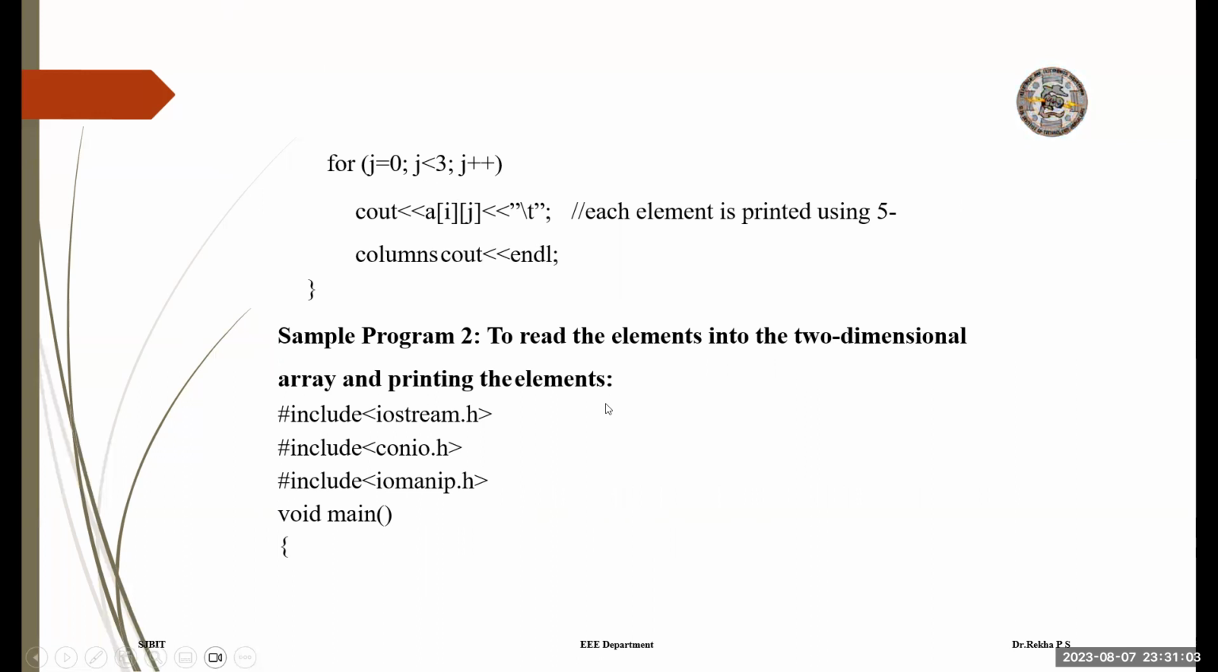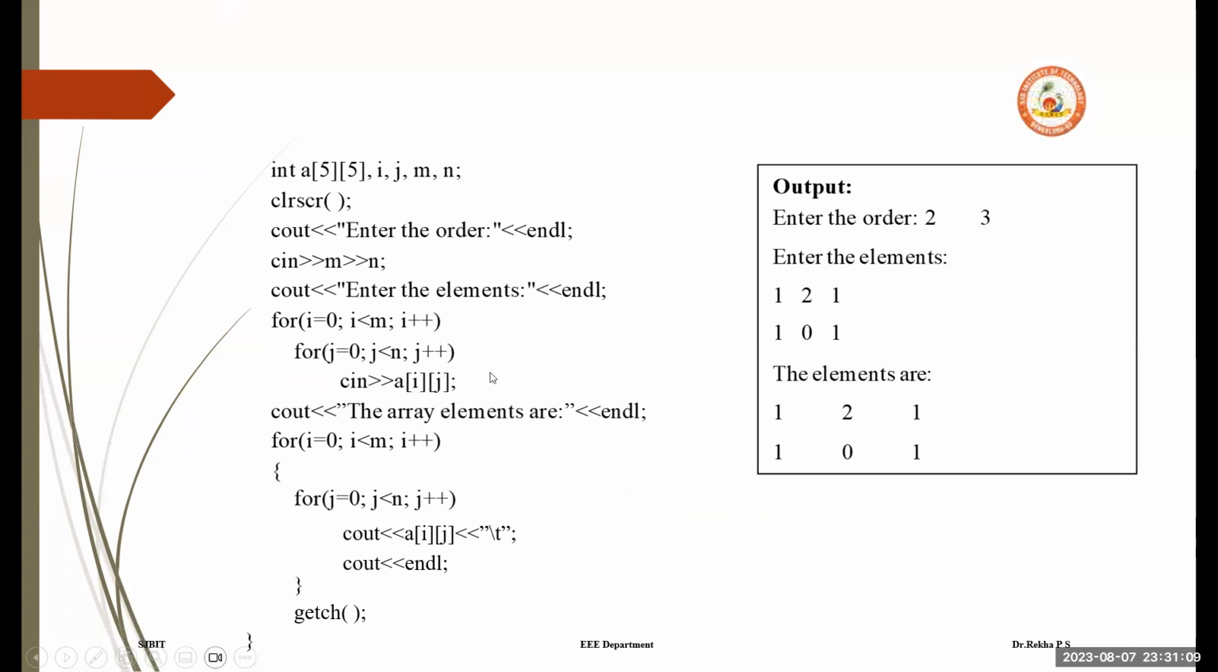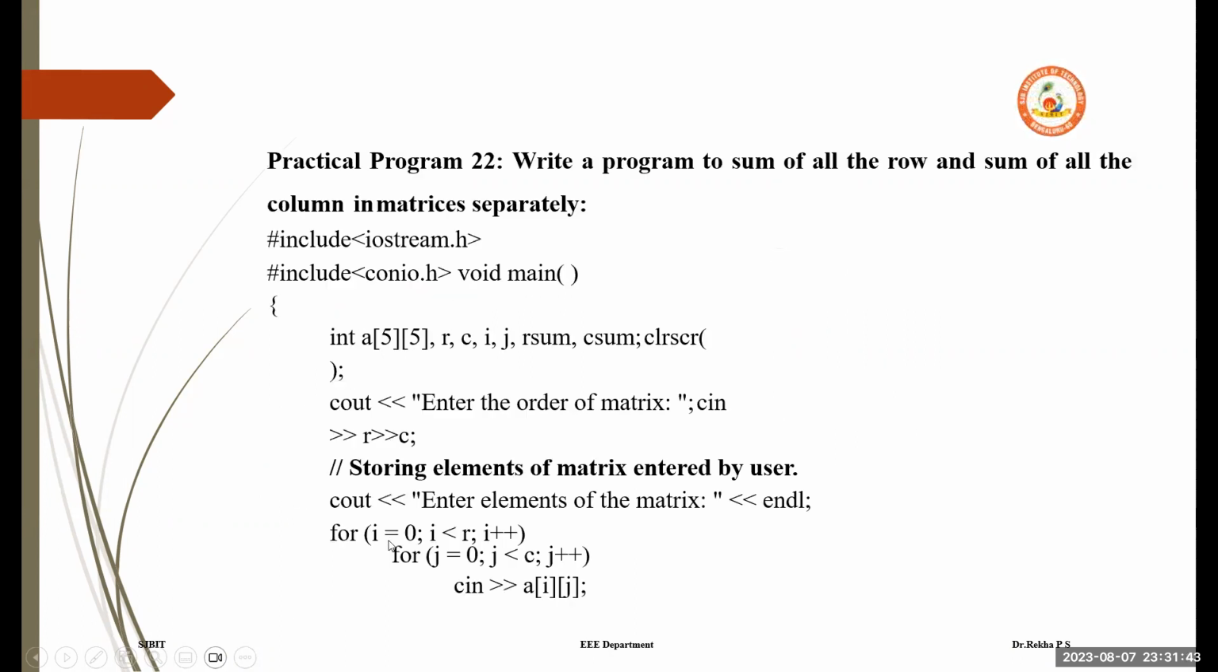Now, to read the elements into the two-dimensional array and print the elements. You are reading, enter the order. First, I have to take the order M and N, M cross N. So enter the elements: for i from 0 to i less than M, for j from 0 to j less than N. The value will be entered, A[i][j]. Then the array elements are displayed. Whatever you have read using cin, you put it out using cout. The same two for loops will be used, one for rows and the other for columns.